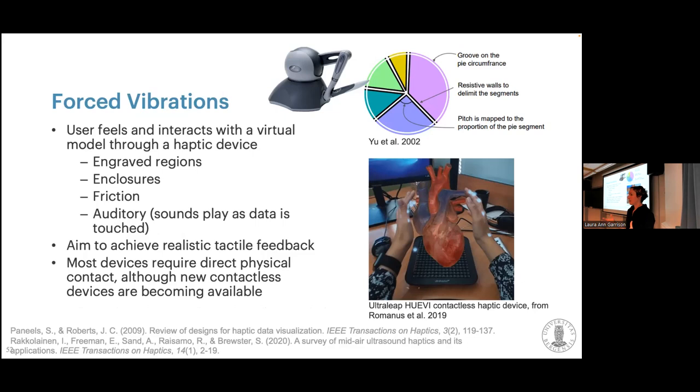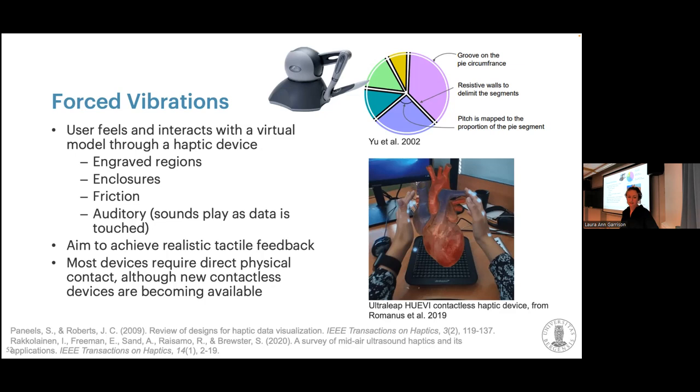So leaving the physical world and moving into the haptic world, you can also have the user feel and interact with a virtual model through a haptic device like this armature shown up at the top, which is a very common way to interact with the data. And you can do this by having engraved regions, enclosures through different degrees of friction. So if you have categorical data, you can use different amounts of friction to distinguish between different data buckets.